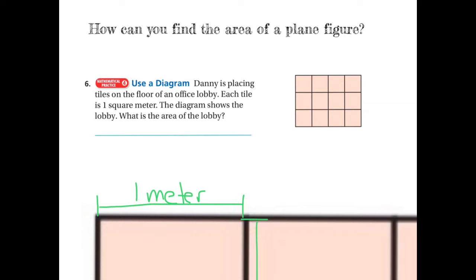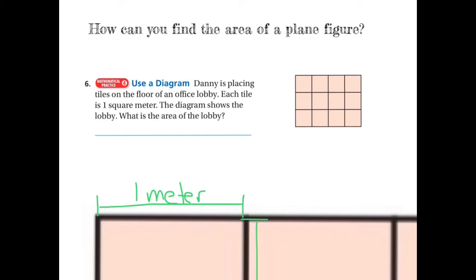Let me show you this question here. So imagine this. Danny is placing tiles on the floor of an office lobby. Each tile is 1 square meter. The diagram, which is this here, shows the lobby. What is the area of the lobby?